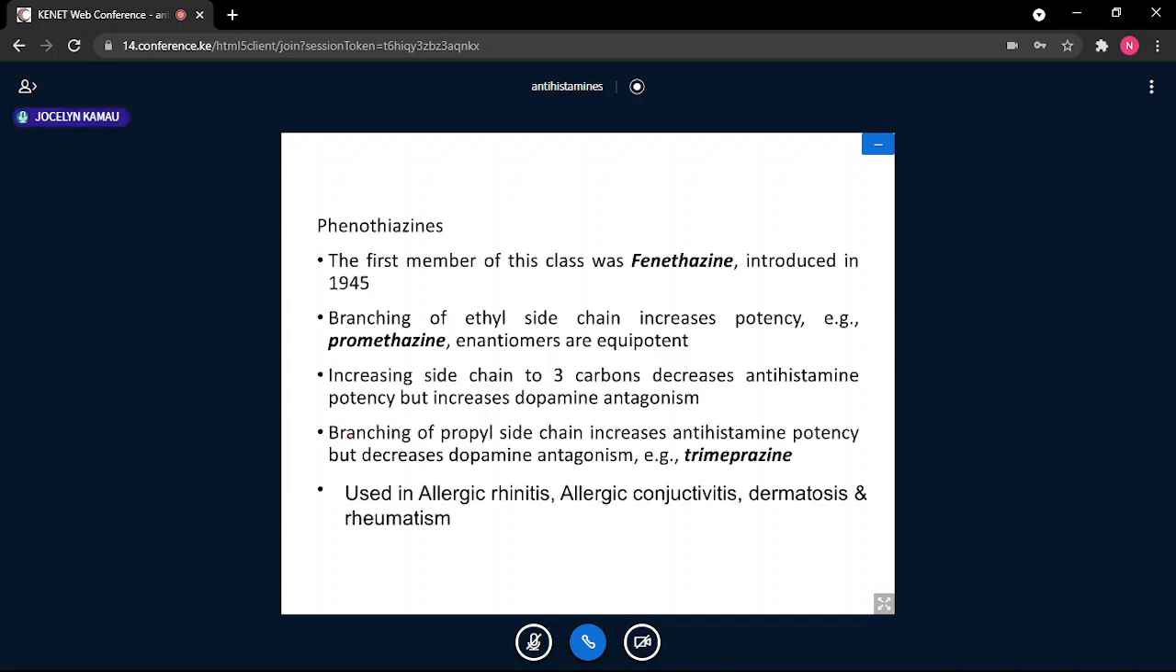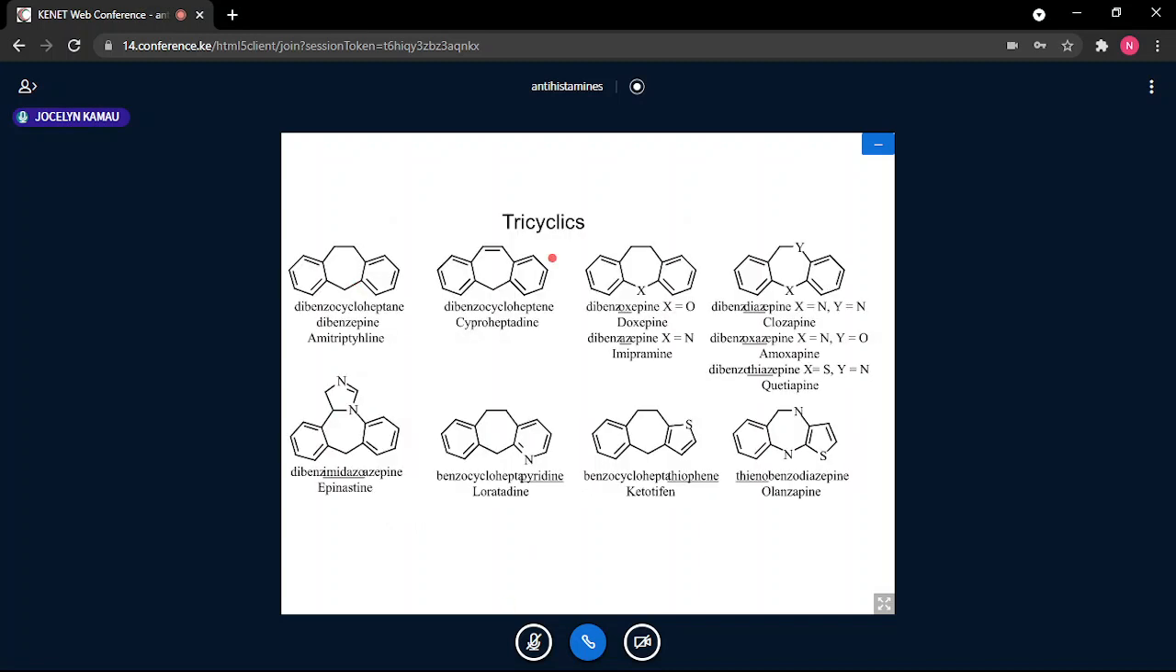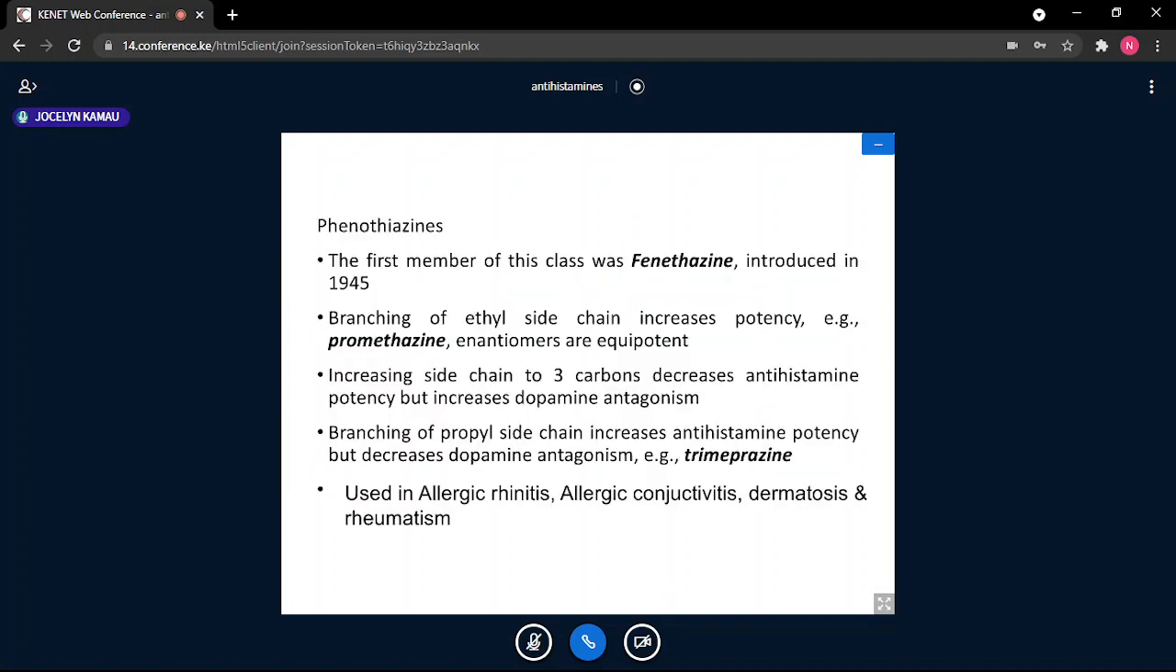In fact, it looks like we are starting with the phenothiazines. I have said the tricyclics will include those groups and the phenothiazines. Phenothiazines is where the CH2 group or ethylene moiety is replaced with a sulfur with retention of activity. We start with the phenothiazines, and the first member of this class was promethazine, introduced in 1945.